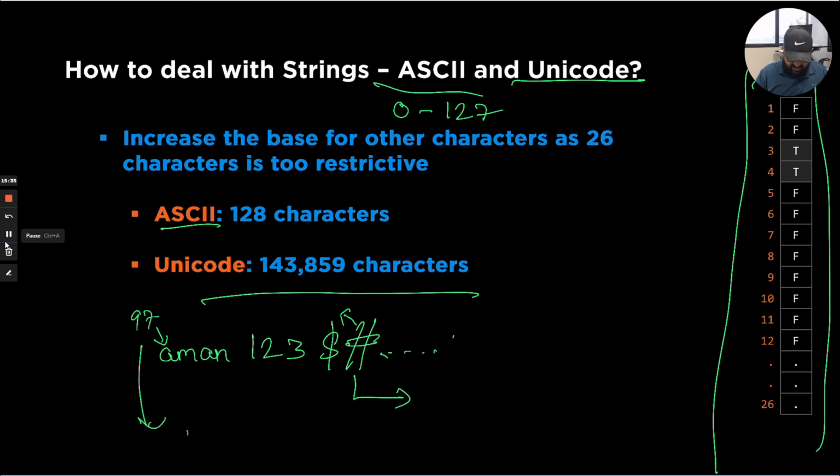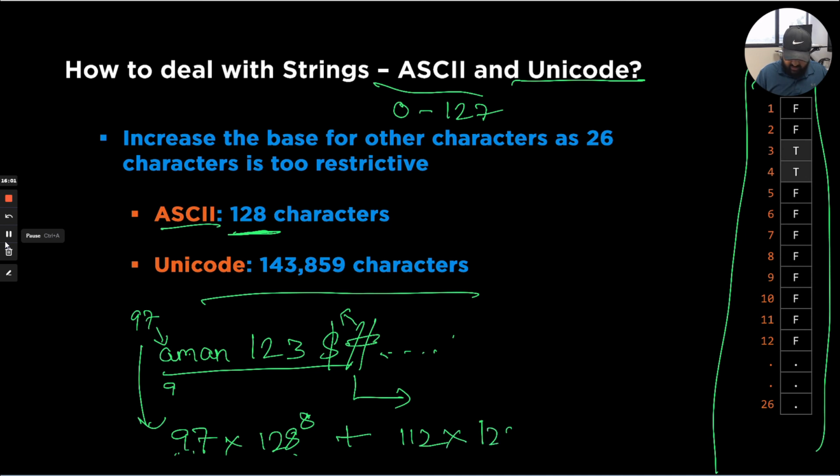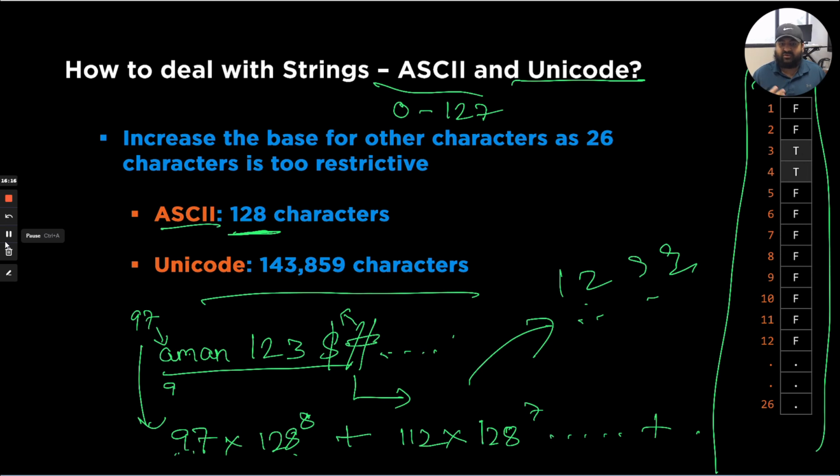So I multiply these values with the total number of characters in the data set, which is 128, to the power of, let's say this has 9 different characters. So essentially I'm multiplying 97 with 128 to the power 8, plus m would be somewhere around, let's say, 112. I don't remember the exact value, but if it is 112, it's 128 to the power 7, and you add all these values to get a very, very large number. It could be a long string, but that's the gist of it. But it's going to be absolutely unique. We are guaranteed that there will never be a collision.